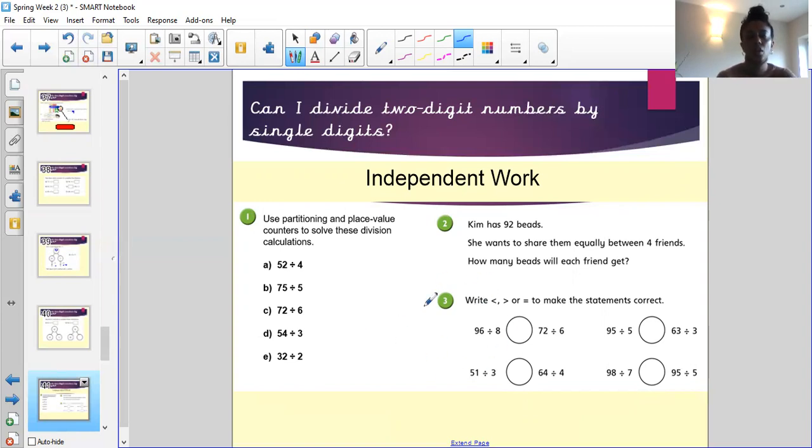So remember to go back through the video if you're not sure, have a look at what method suits you best. It might be the partitioning, or it might be using the place value counters to split them out. It's totally up to you. And remember to show your working out in your written maths work today, and when you post it, so I can just see how you've worked it out, so how you've got to the answer that you've written down.